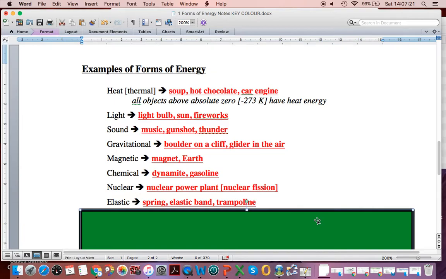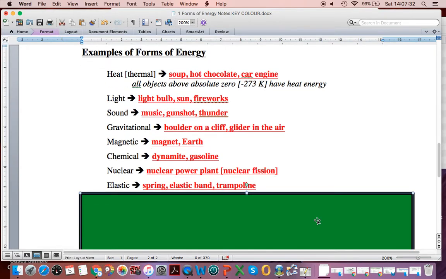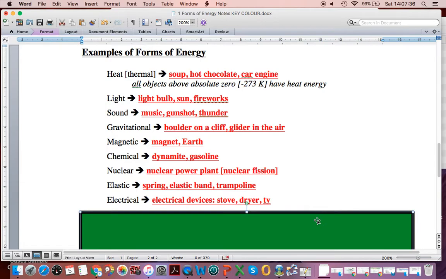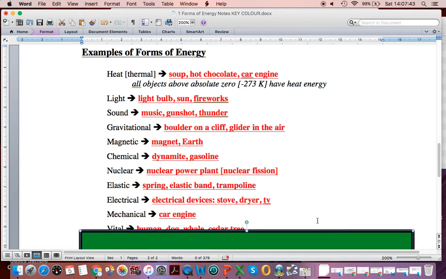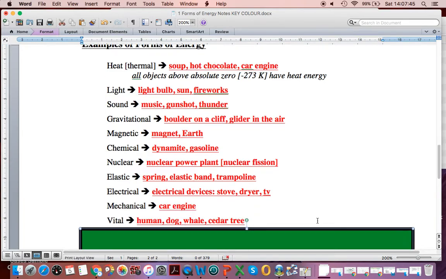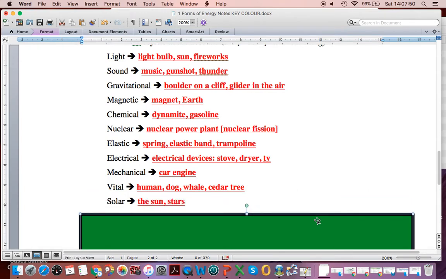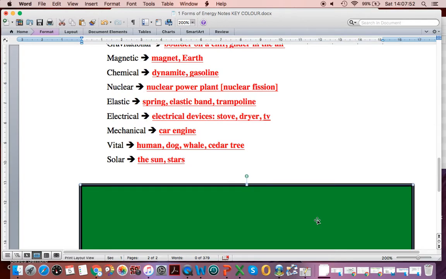And nuclear. So in that case, we're using nuclear power to make electricity. Hopefully you're not making nuclear bombs in your backyard. And then we have elastic energy, anything that's been deformed and stretched and wants to move back to its original shape. Electrical, we're looking at devices that use electricity in this case. And mechanical, a car engine. And vital, any living thing. And there's solar, so the sun and any kind of star.